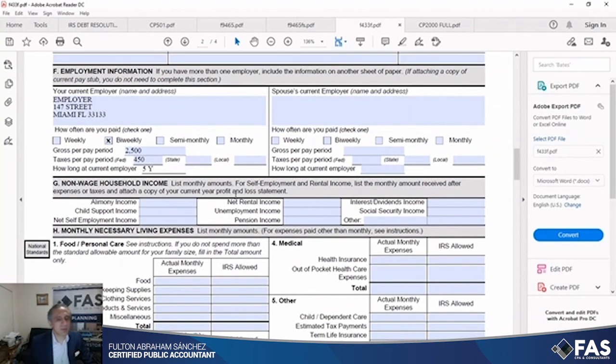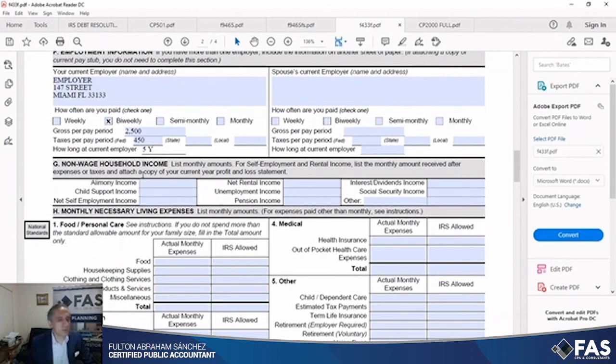Non-wage household income. There is no wage income. This is if you have any other income like alimony, child support, rental income, interest and dividends, or Social Security, any other income.